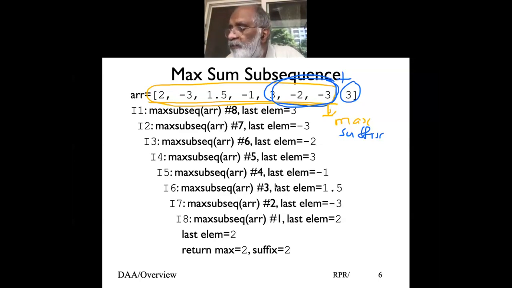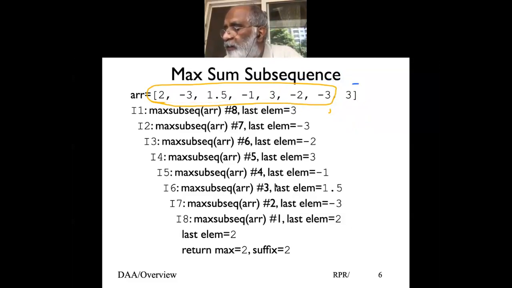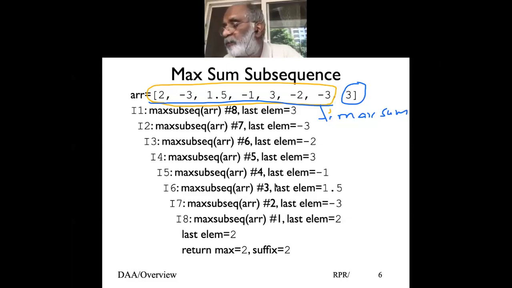So each subproblem, and I'm saying again, this is the crucial part in dividing this problem. Given this problem, at any point, I've taken this element out. Look at this subsequence of seven elements. That subsequence gives me the maximum, whatever that maximum happens to be, plus it gives me the suffix sum, whatever the suffix sum is.